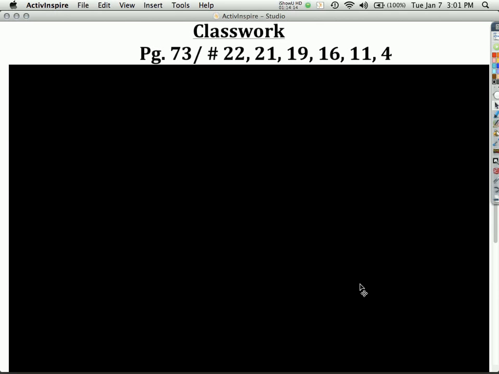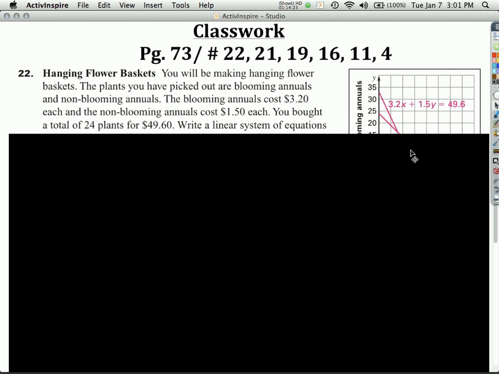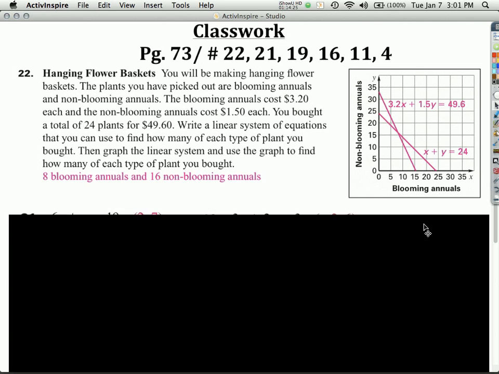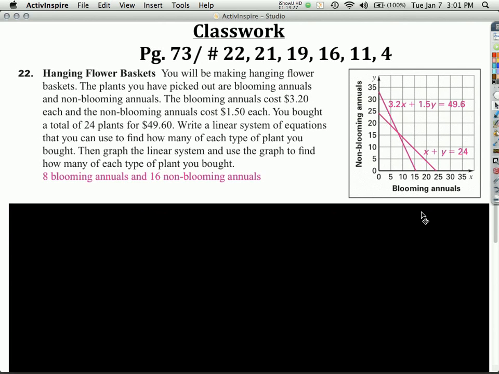All right, you guys have given an outstanding effort. Let's see how we did. Number 22 was very challenging because of the ugly numbers. Here is what the graph should have looked like, but it was very hard to find the exact ordered pair because the graph was not the friendliest graph that was given to you.